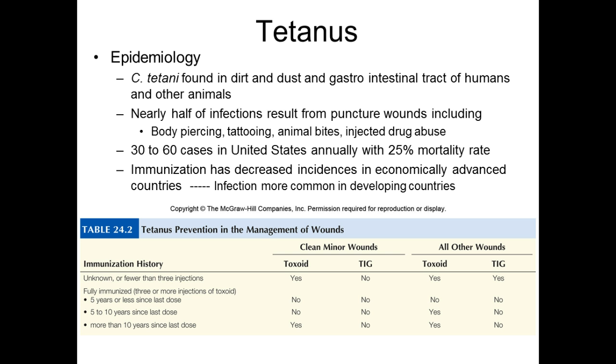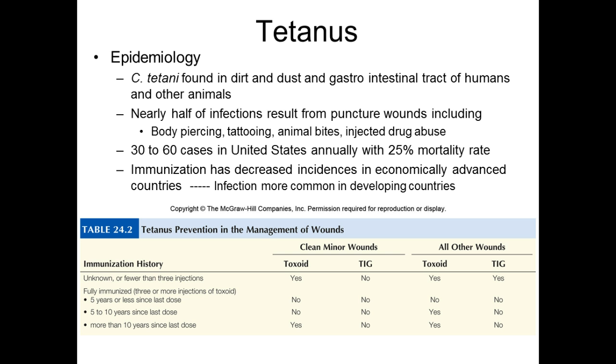What does that mean? What does mortality mean? Death, right? But what's the good news? What's the flip side? Immunization can decrease instances in economically advantaged countries. Again, we see more of a problem where they don't have access to proper medical treatment and don't have the availability of vaccination. So depending on your vaccination status, this is the one you have to keep up with even when you're an adult. Every 10 years you should get your booster.